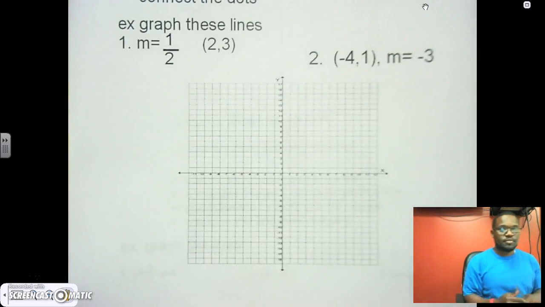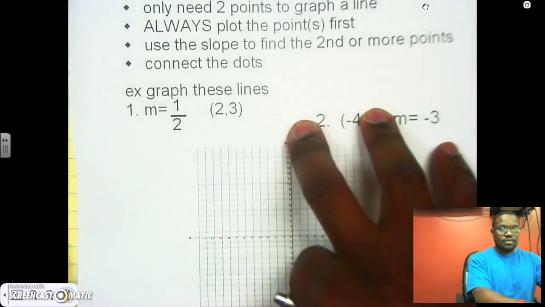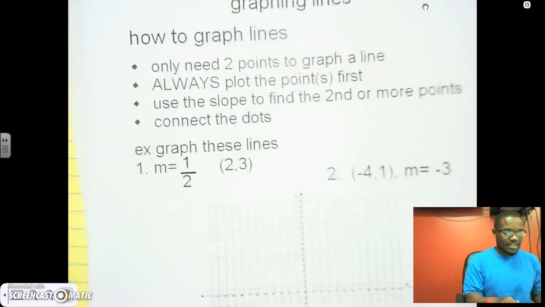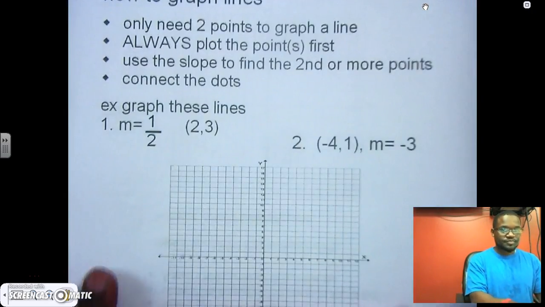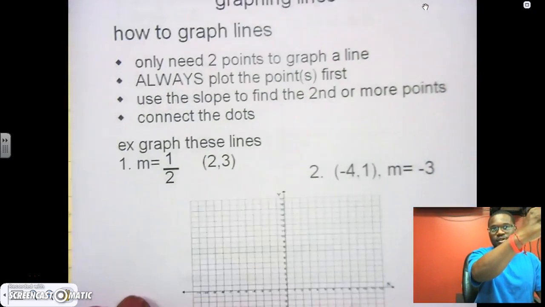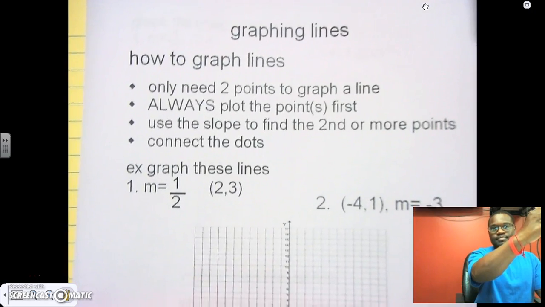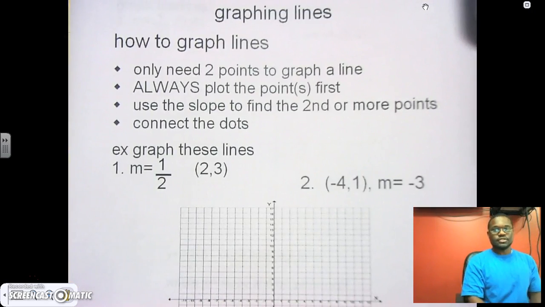Okay, young people, I'm going to continue to review some items that you guys already know, hopefully, but they're still important. They show up on all these tests all the time. One of the most important things that you can do is learn how to graph a line.